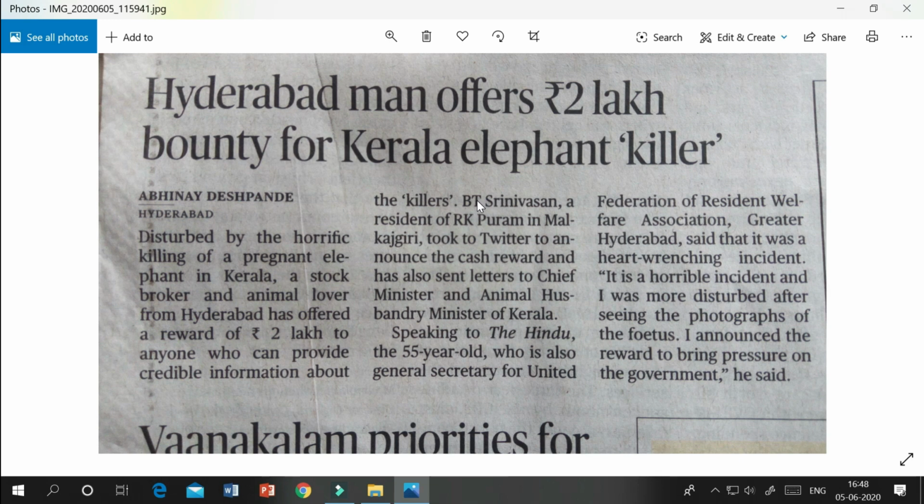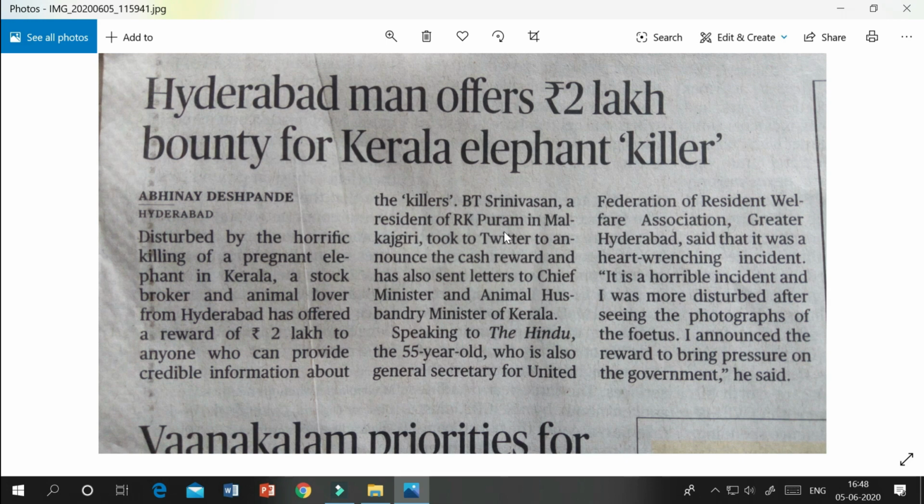Now let us see the second sentence. B.T. Srinivasan, a resident of R.K. Puram in Malkajgiri, took to Twitter to announce the cash reward and has also sent letters to Chief Minister and Animal Husbandry Minister of Kerala. This is the second sentence.